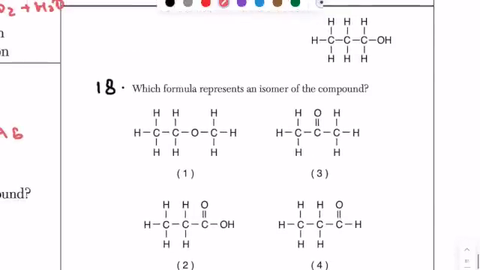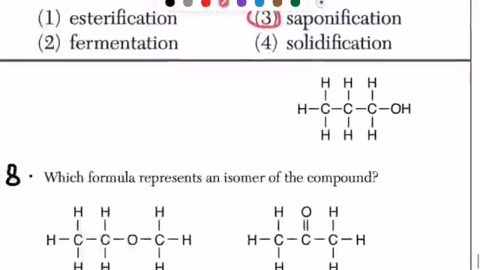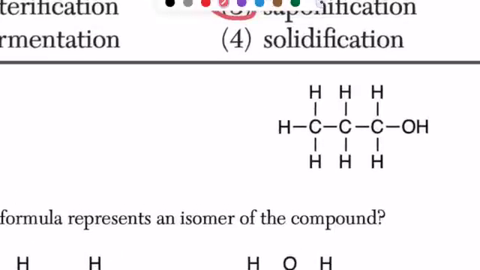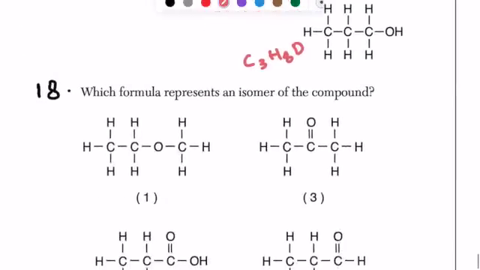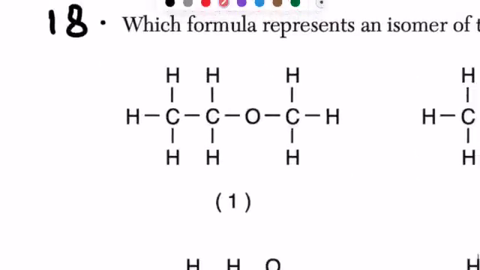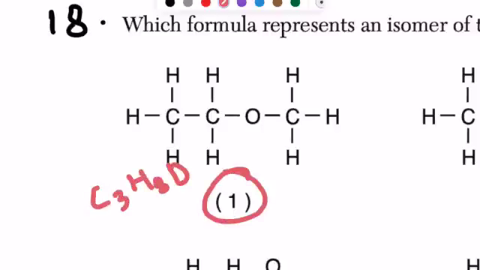Which formula represents an isomer of this compound? Isomer means something that has the same formula. So this right here has the formula of C3H 1, 2, 3, 4, 5, 6, 7, 8 and 1 oxygen. So we are looking for something that has the same formula. Let's write the formulas of everything else. So we have 3 carbons in the first one, 8 hydrogens and 1 oxygen. So this is an isomer.